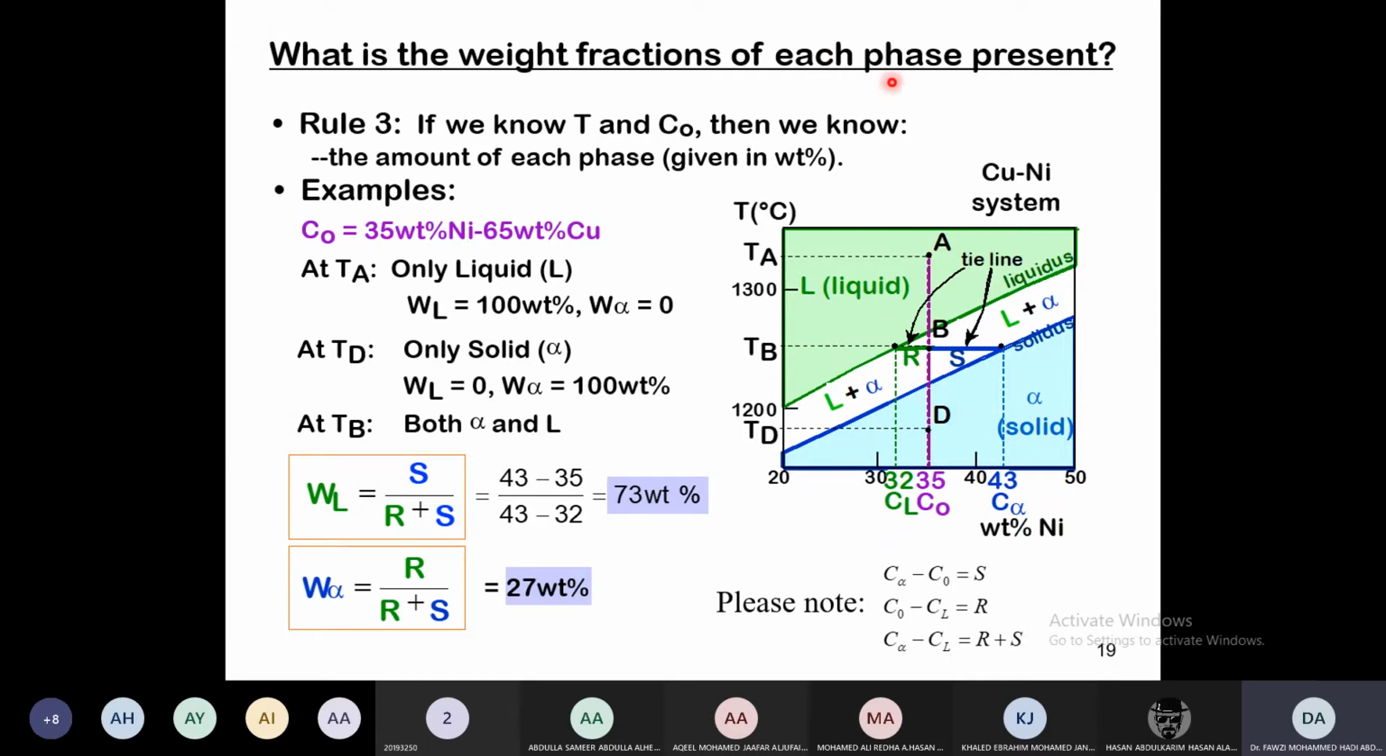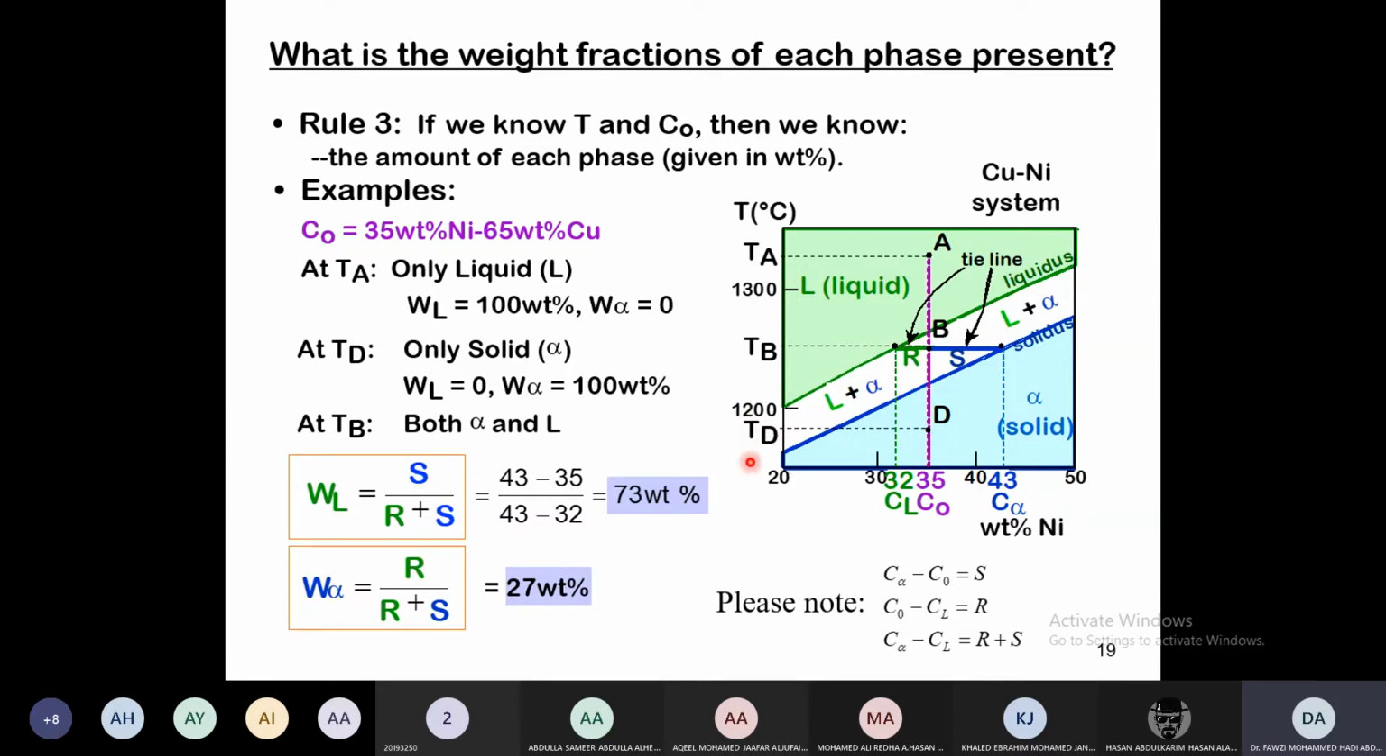So the weight fraction of the phase is 100%, and this is what we say. So you have weight percentage of the liquid is 100%, weight percentage of the solid is 0, because you have two phases there only in this phase diagram.